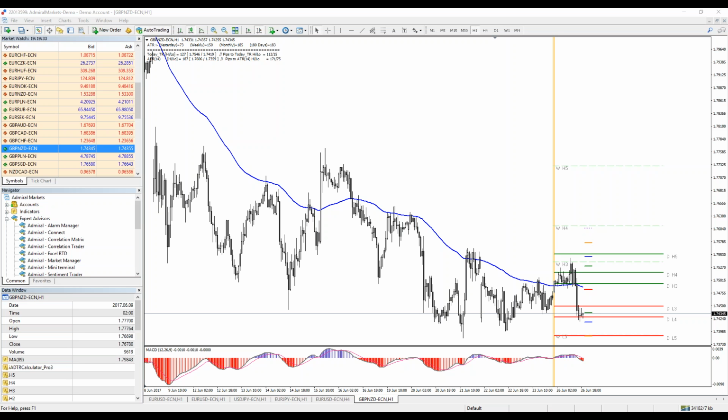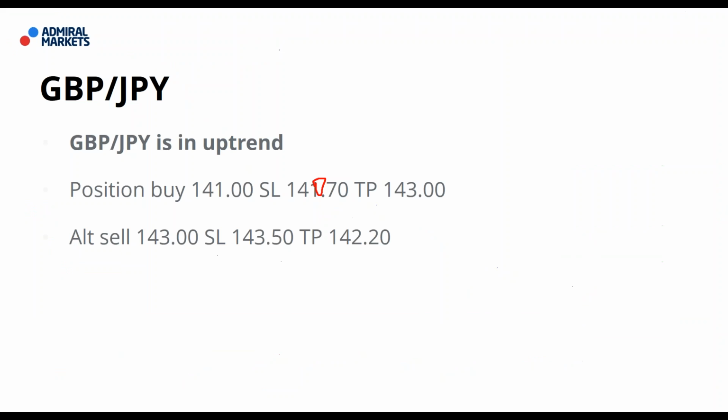There is a typo probably in pound yen. Yes, it's 140.7 stop loss. So yes. Okay, you see my screen now, 140.70. This is correct. 35 pips stop loss. So yeah, pound New Zealand.